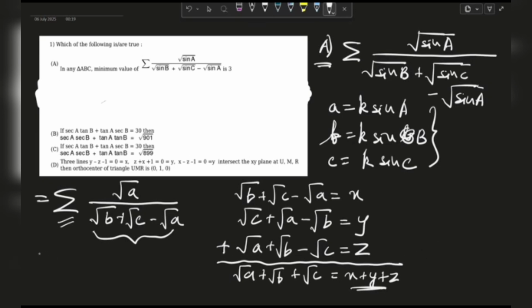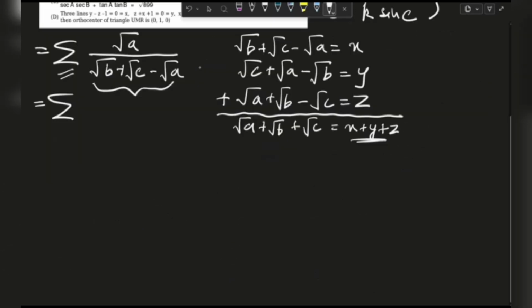So now I guess we can manipulate this sigma to something. Okay, I will tell you guys how. Basically, my motive now is to convert this in terms of x, y and z. So let's try to bring out the numerator first from these equations.